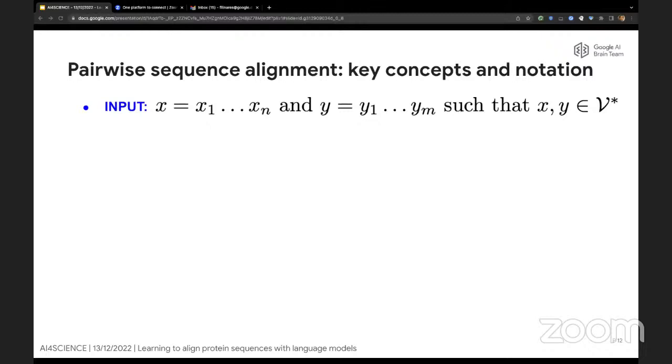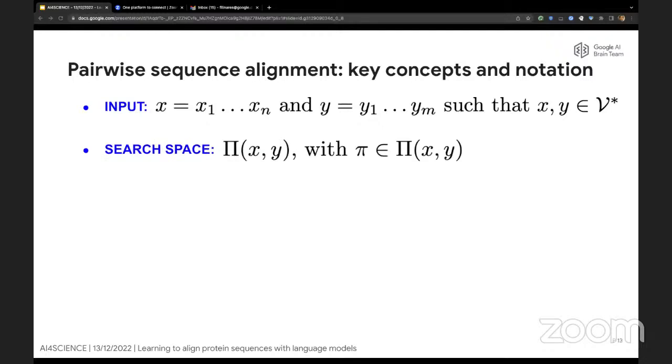Let's assume we have two sequences that we want to align. Let's call them X and Y. They have potentially different lengths, N and M, and they belong to some finite vocabulary. This vocabulary is much smaller than in NLP. For DNA, we will have only 4 letters. For proteins, we can have between 20 and 26. So it's very different in that sense.